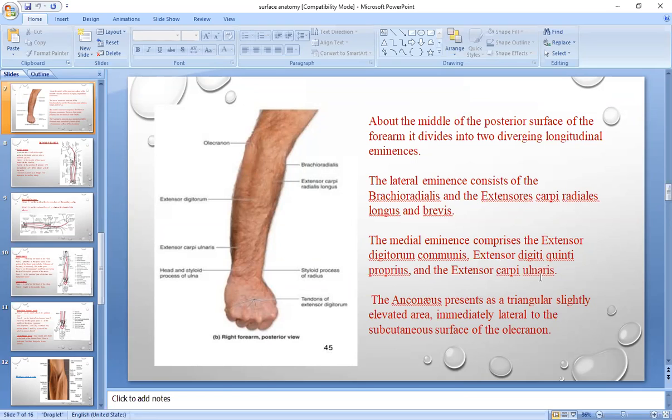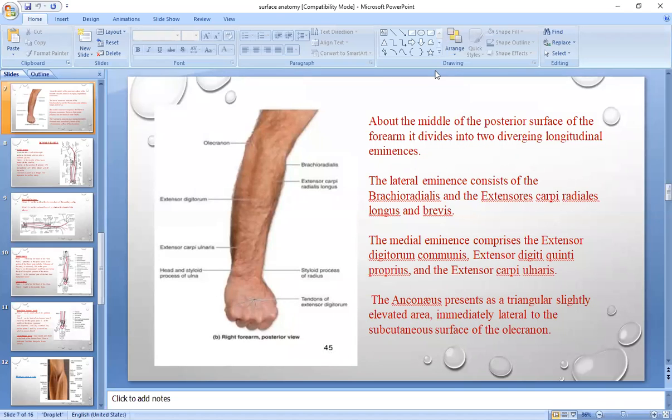Here you see again, extensor carpi ulnaris is most medial. Okay, so by contraction, that is because of the extension at the wrist as well as at the elbow. So what happened? We have two longitudinal eminences. So what are those two longitudinal eminences? Medial and lateral. The lateral comprises brachioradialis and extensor carpi radialis longus and brevis. Then the medial one consists of the extensors of the forearm. Okay. Then one more muscle here, anconeus.